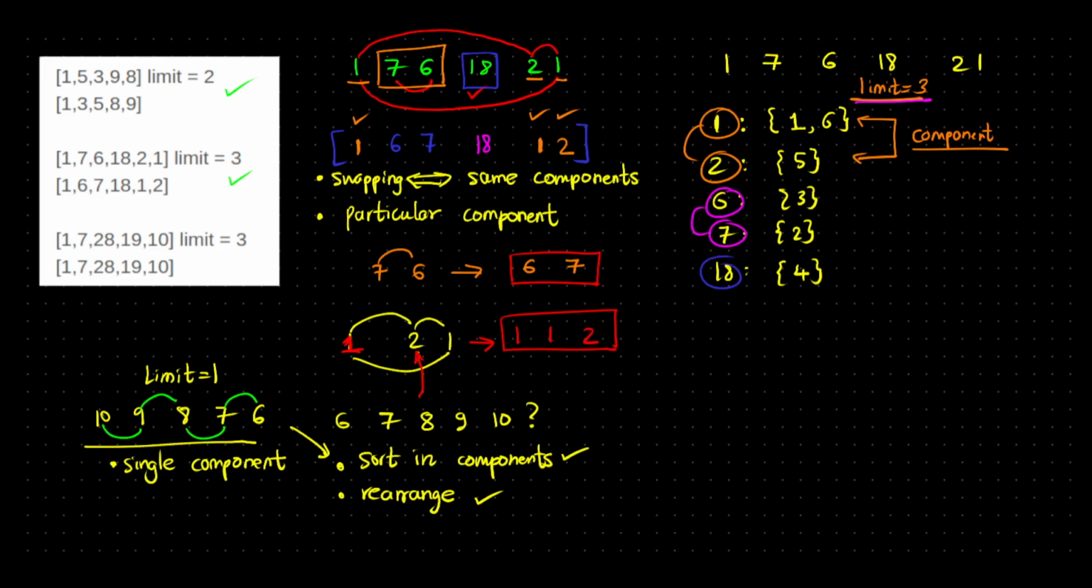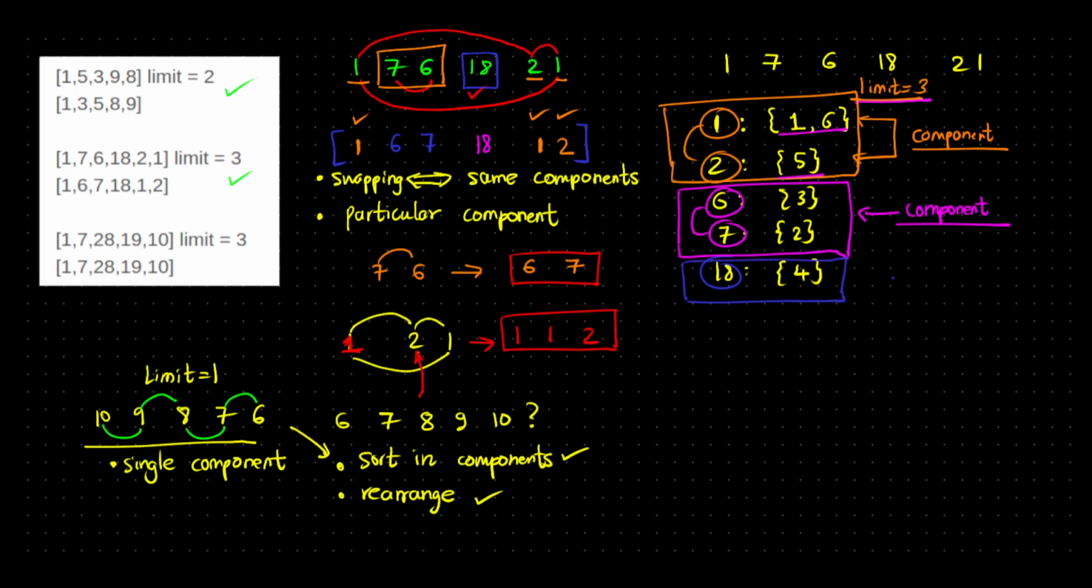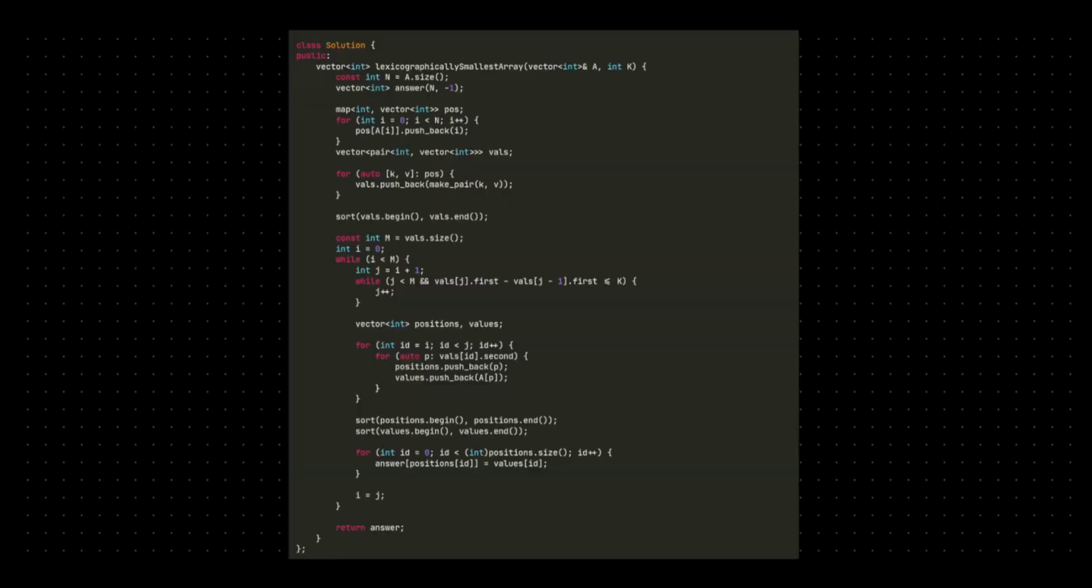So this is how we create components, and this can be done in order n time, or even order n log n, or even faster. So this is how the individual components will be found. Next, we need to sort these values and place them in an increasing manner from left to right in the individual locations. That would be the final algorithm. Let's now move on to the implementation. This is the C++ implementation for this.